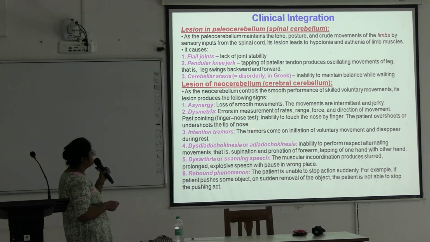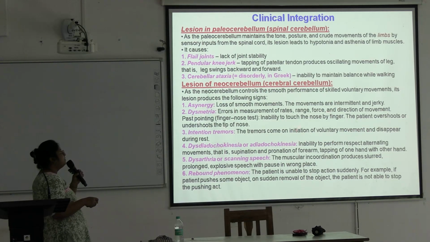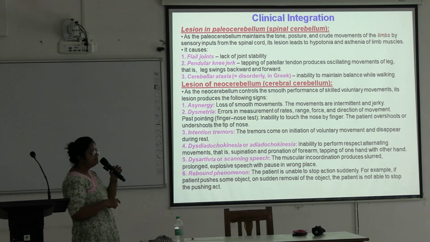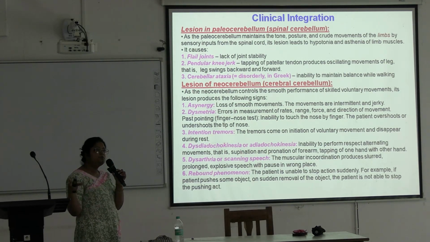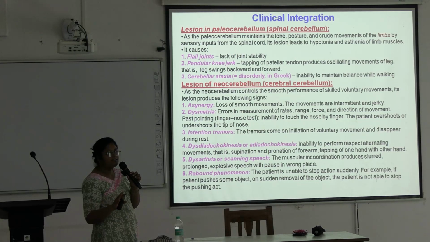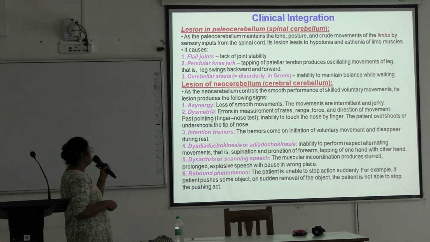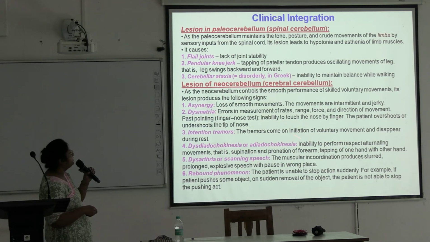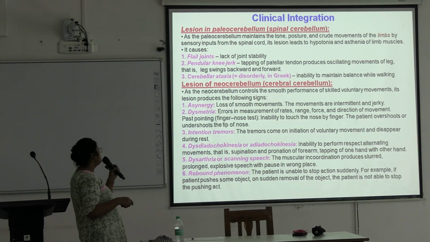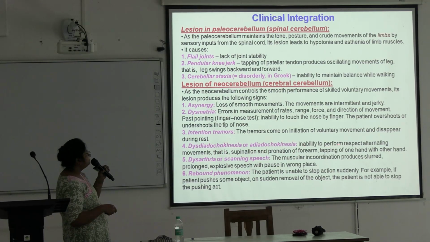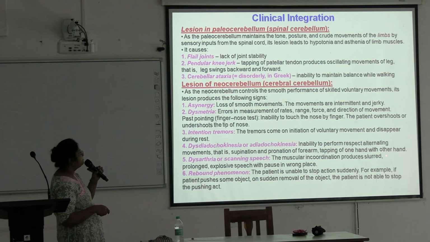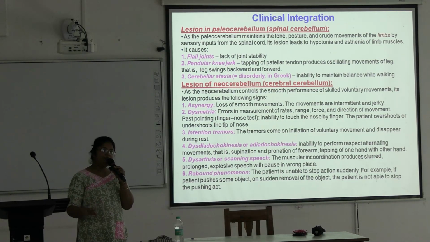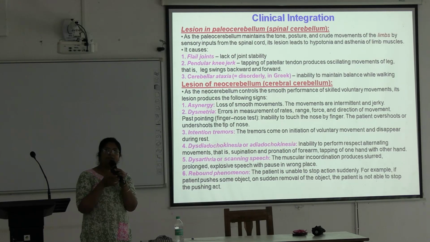Next is intention tremor. Tremor comes on initiation of voluntary movement and disappears during rest. That is known as intention tremor. When the patient goes to do some work, there will be tremor. Next is dysdiadochokinesia or adiadochokinesia, inability to perform repetitive alternating movements, that is supination and pronation of the forearm or tapping of one hand with the other hand. In continuous repeating movements, the patient will not be able to do the alternating movements.